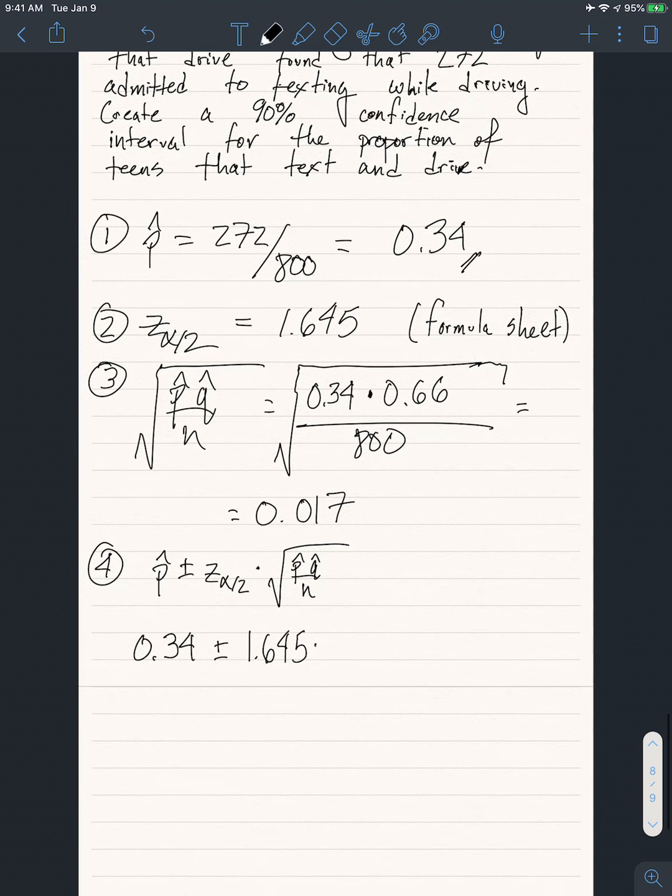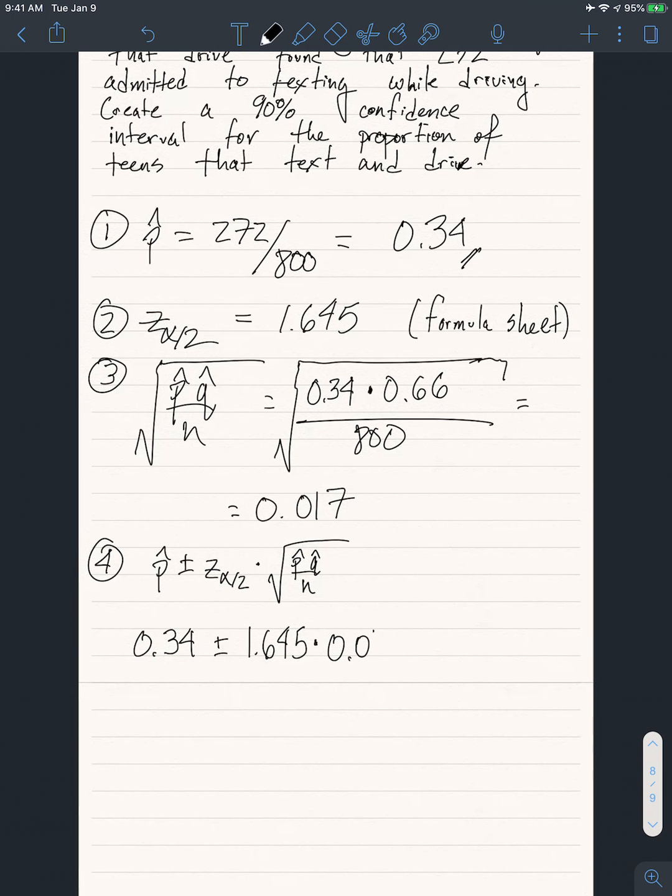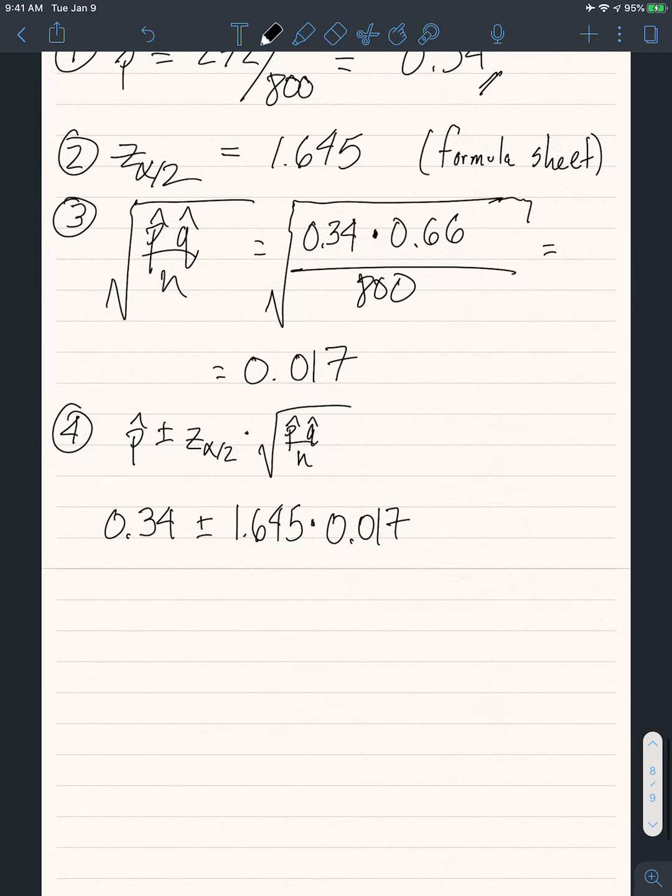The square root of p hat q hat over n ended up being 0.017. And since this is plus or minus, we need to do it both ways. When we do plus, that means we're taking 0.34 plus 1.645 times 0.017 and typing that into our calculator. Let's see, 0.34 plus 1.645 times 0.017 is 0.368, I guess we'll say.